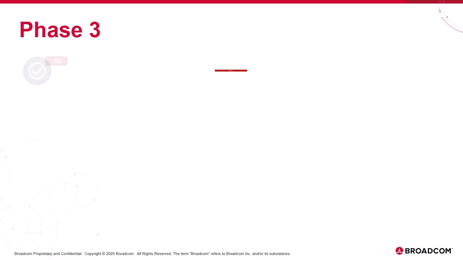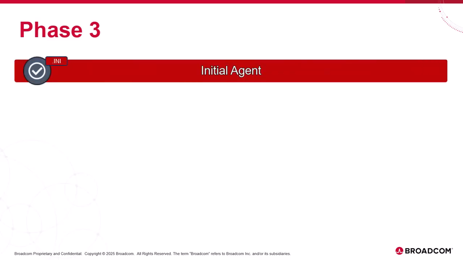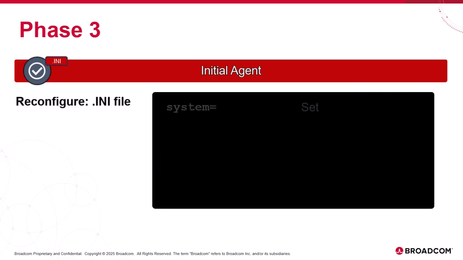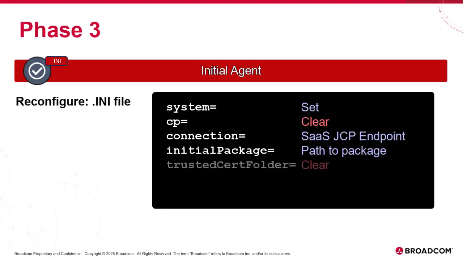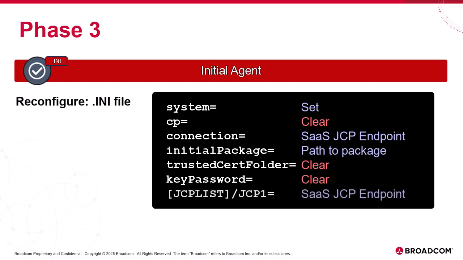In order for the agent to connect to the SaaS platform via the JCP endpoint, the INI configuration file needs to be updated. You set the SaaS system name, clear any CP references, set the SaaS JCP endpoint, set the path to the authentication package you downloaded and stored locally, clear any references to Trusted Cert folder, since we no longer rely on local TLS certificates, remove the key password, and finally set JCP1 in the JCP list section to the JCP endpoint. Note that the authentication package will be used once at initial connection. After that, it will no longer be needed.